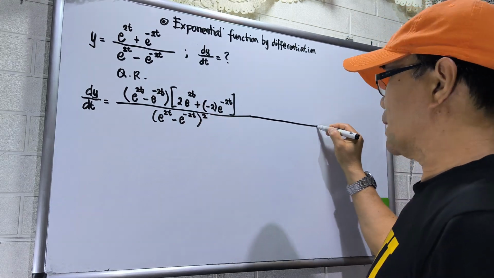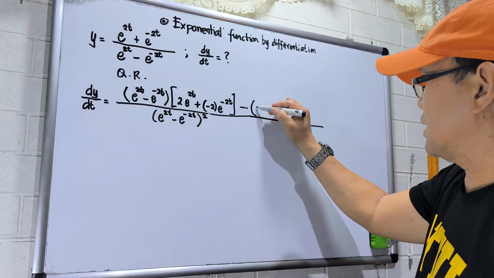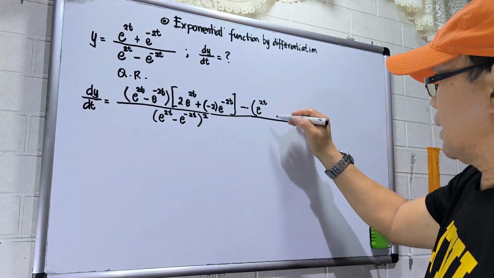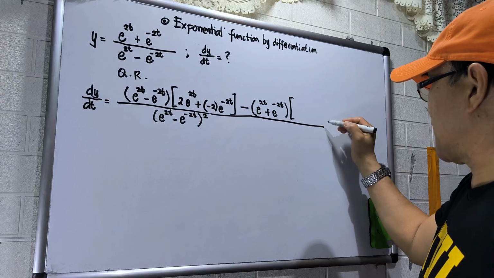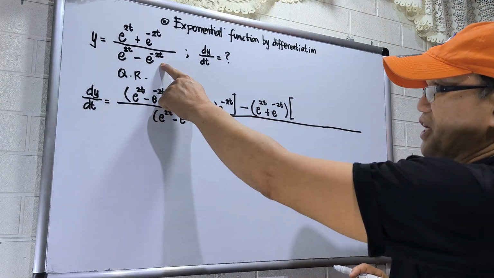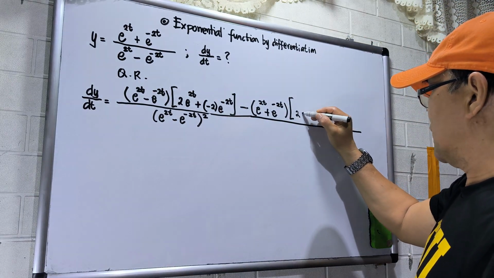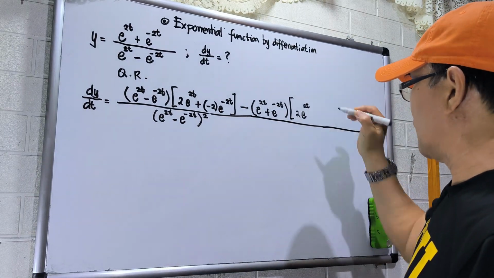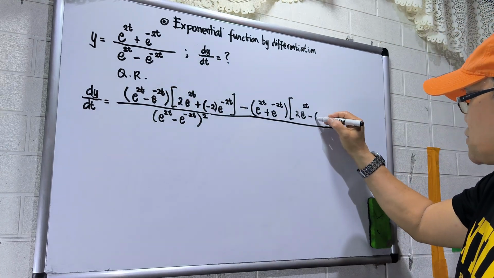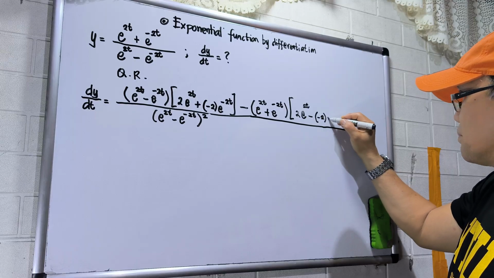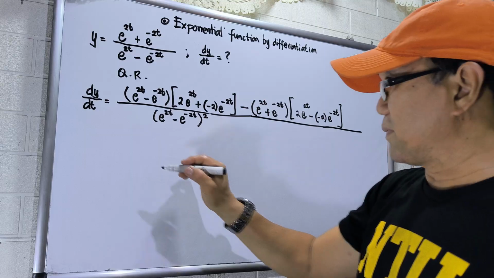And then this will be minus. Copy the numerator: (e raised to the 2t power plus e raised to the negative 2t power). Then differentiate the denominator. The derivative of 2t is 2, then times e raised to the 2t power. Then minus the derivative of negative 2t, that will be (negative 2) times e to the negative 2t. Then simplify.